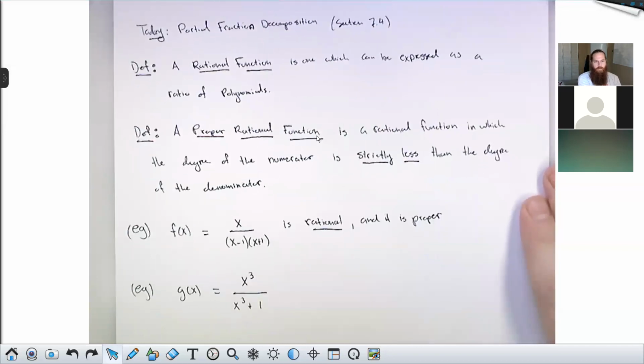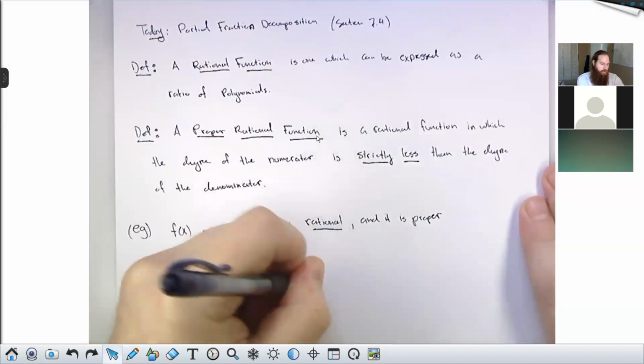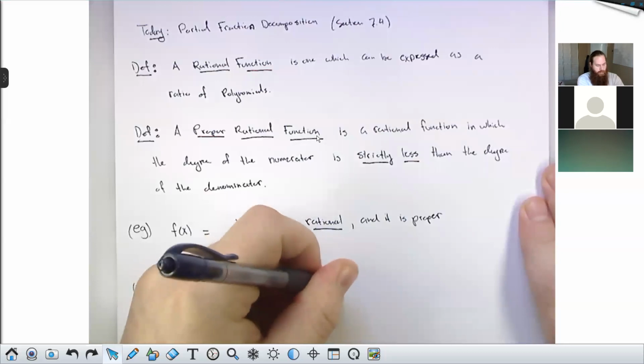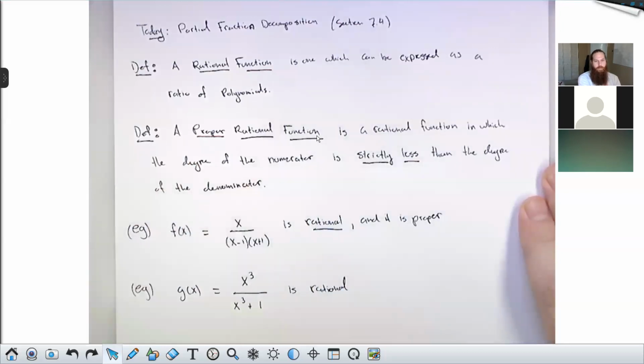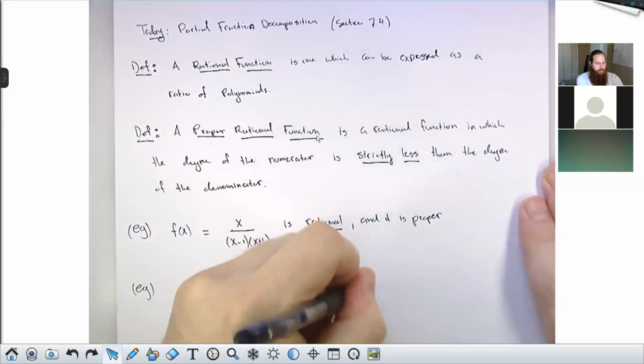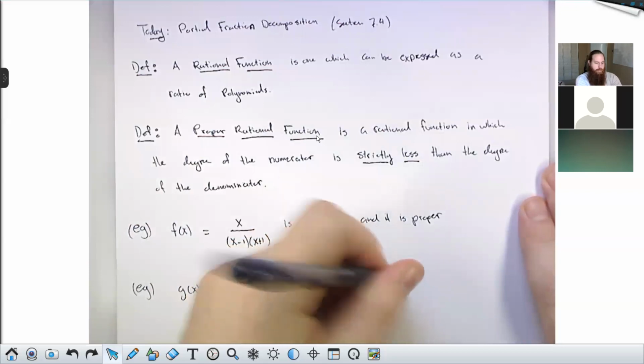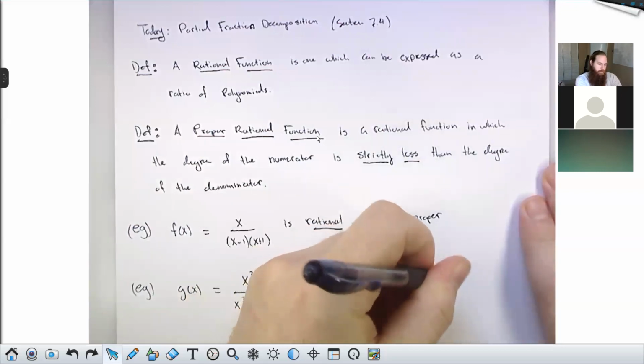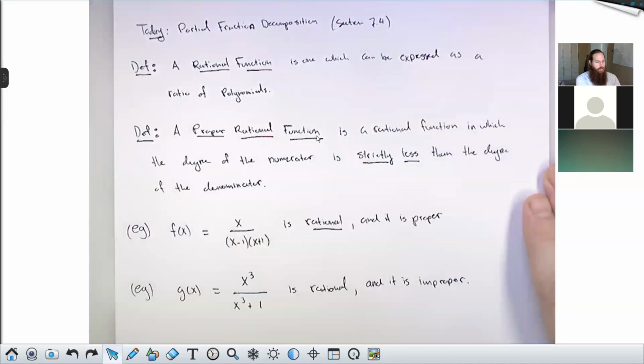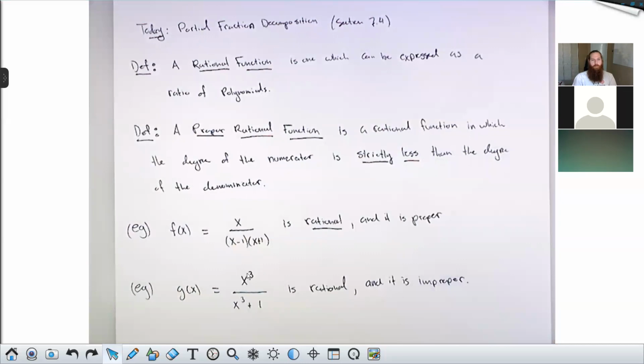The function x cubed over x cubed plus 1. This is also rational, because the top and bottom are both polynomials, but this one is not proper. We call those improper, because the degree of the top and the degree of the bottom are the same. They're both degree 3. The degree of the top is not strictly less than the degree of the bottom. So if a rational function is not proper, we call it improper.